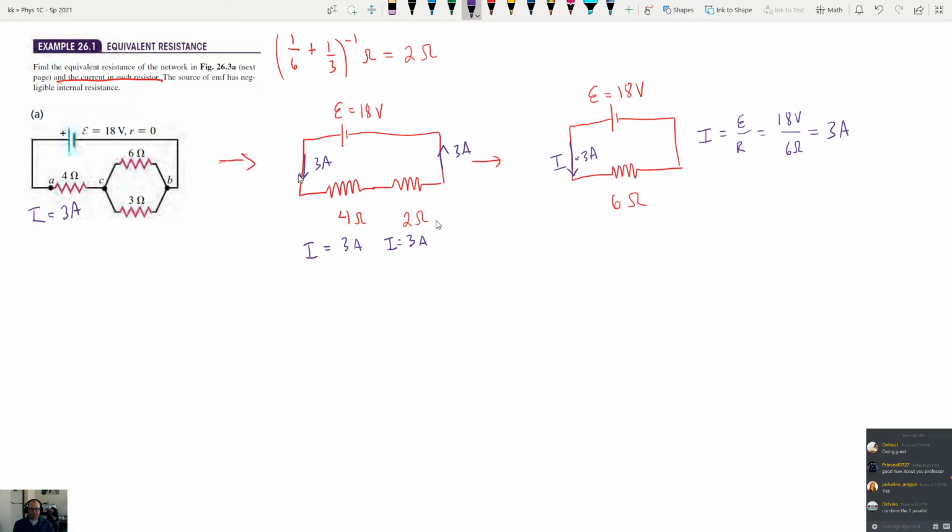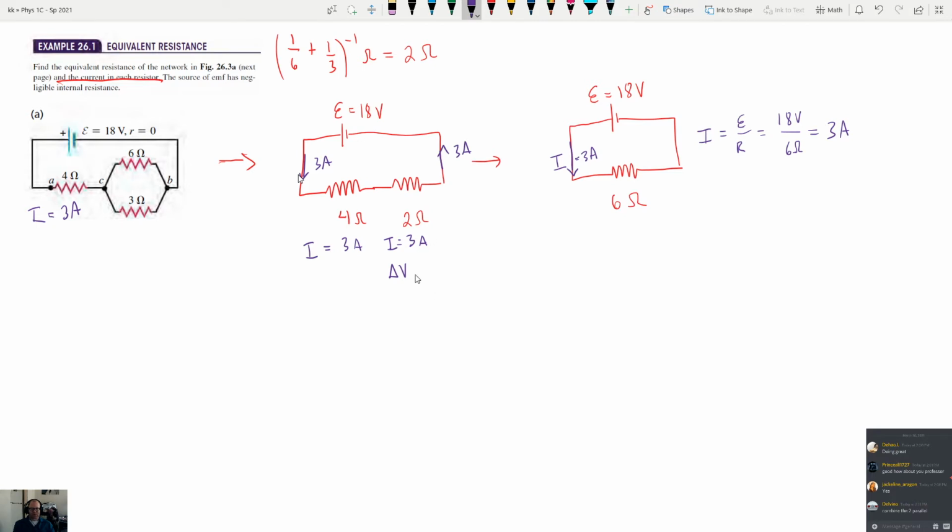For the 2 ohm resistor, though, because these two are in parallel, we can't just say that there's going to be 3 amps flowing through this one and 3 amps flowing through this one. It's going to split. And more current should be flowing through the 3 ohm resistor. My guess would be 2 amps flowing through here and 1 amp flowing through here, because this is half as big, right? That's true.